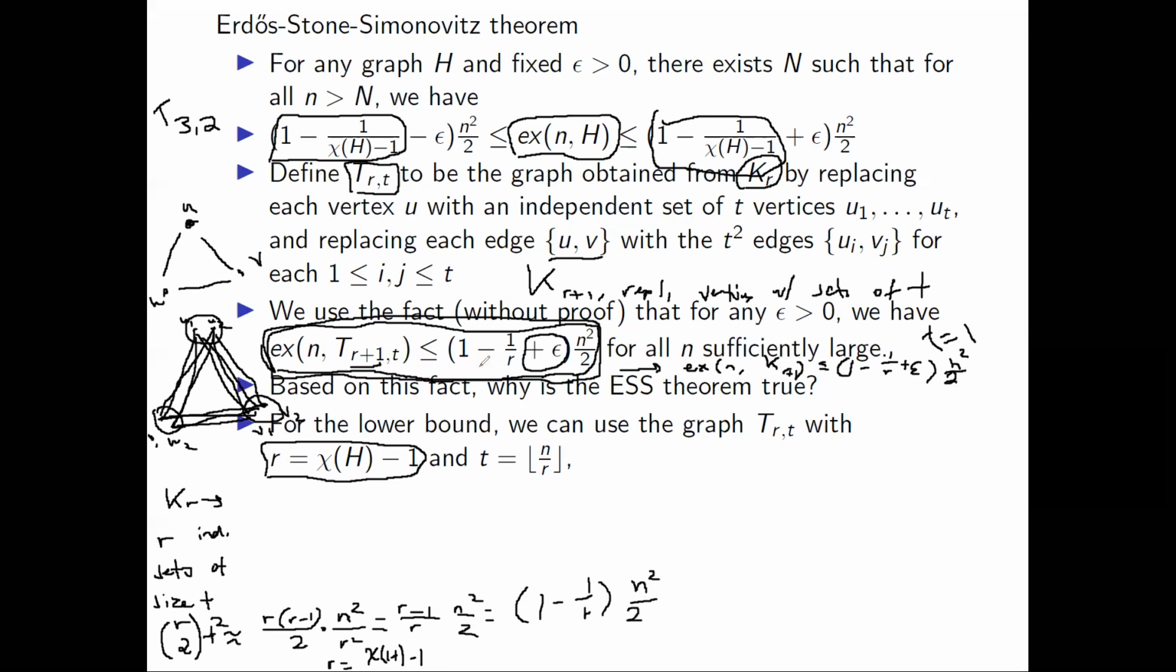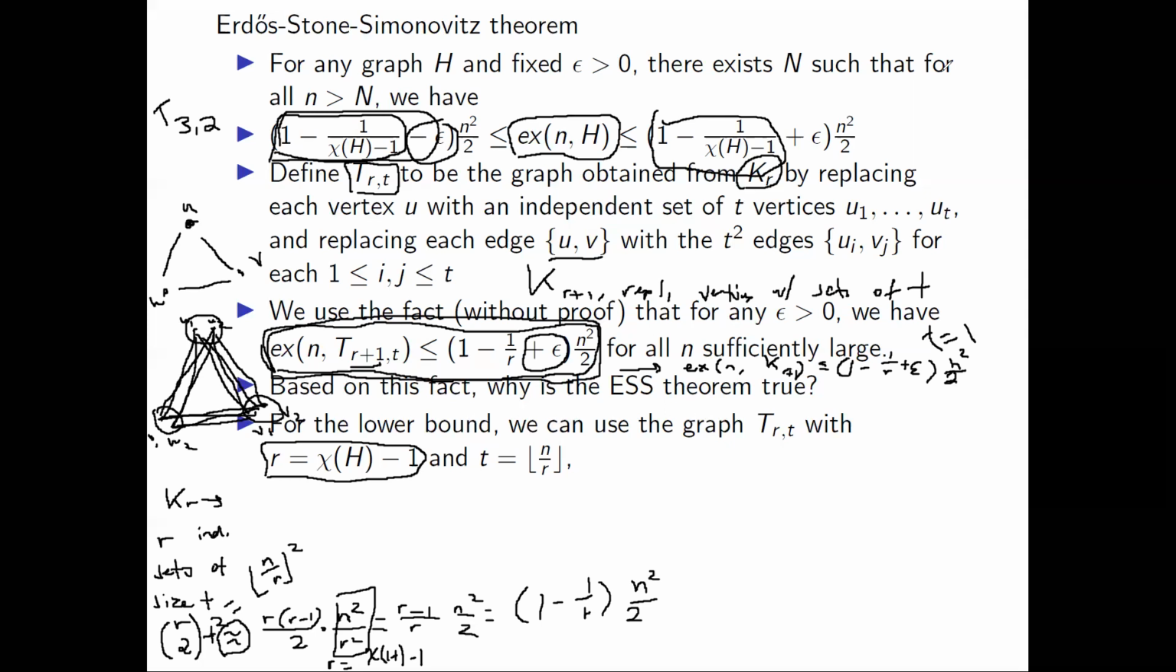And so if r equals the chromatic number of H minus 1, then this gives us exactly the lower bound we want. And the minus epsilon, why is there a minus epsilon? Well, that's what happened with this approximation right here, because the t squared was floor of n over r, squared. So it's not exactly n squared over r squared. It's slightly less, but the epsilon is going to be a little o of 1 with respect to n. So it's making barely any difference in the bound to have this floor function. So that gives us the lower bound.